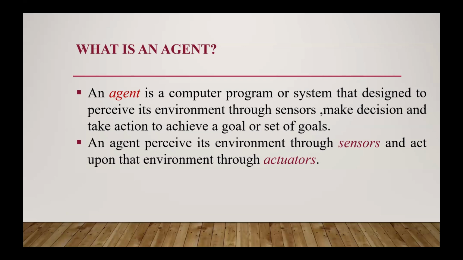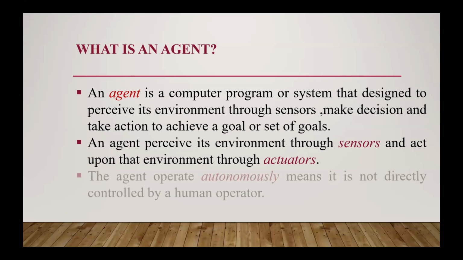It perceives its surroundings through a sensor. Next question: how can it perform its operation? It performs actions upon the environment to achieve the goal through actuators. So these are the two minimum things the agent requires. Then the agent operates autonomously. It is not directly controlled by a human operator. There is nobody present to operate the agent. The agent performs all its operations automatically.